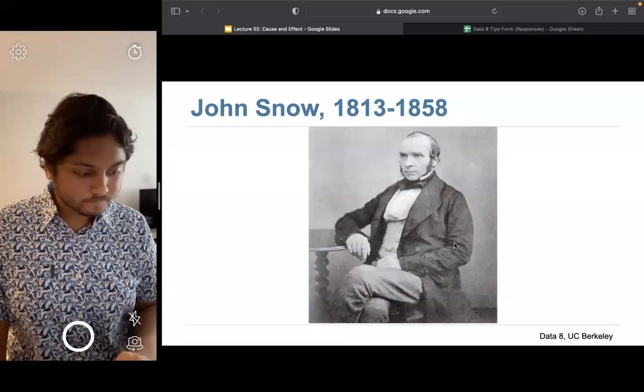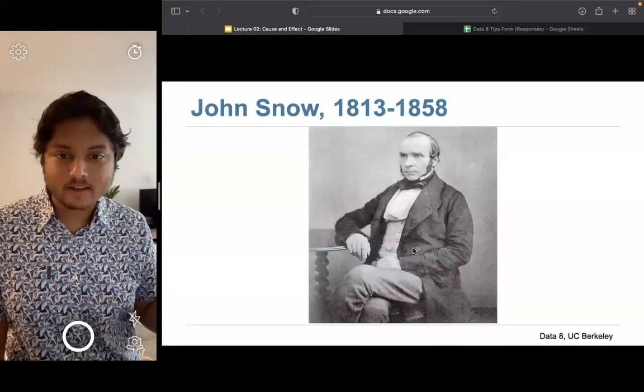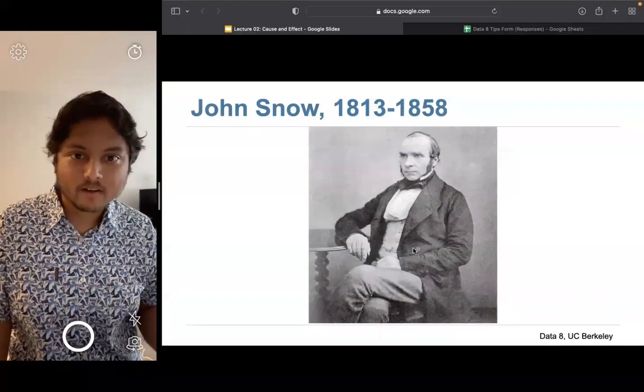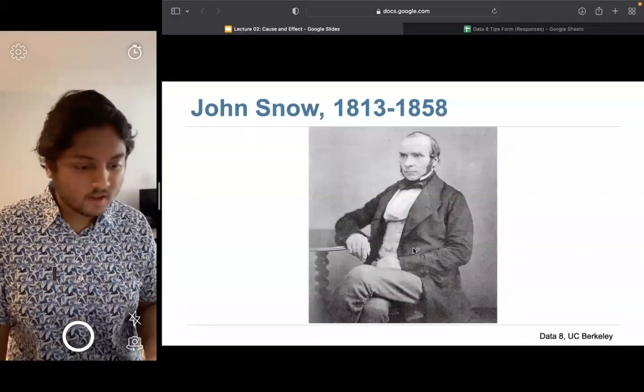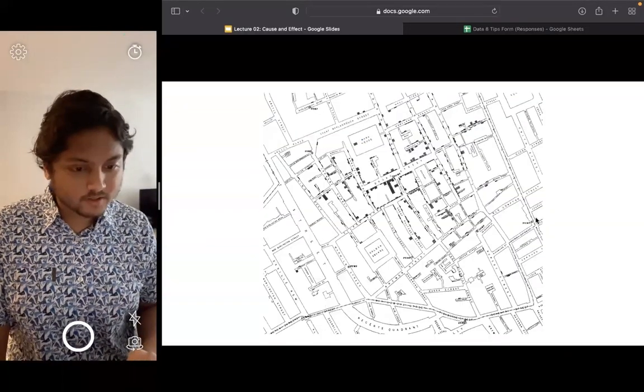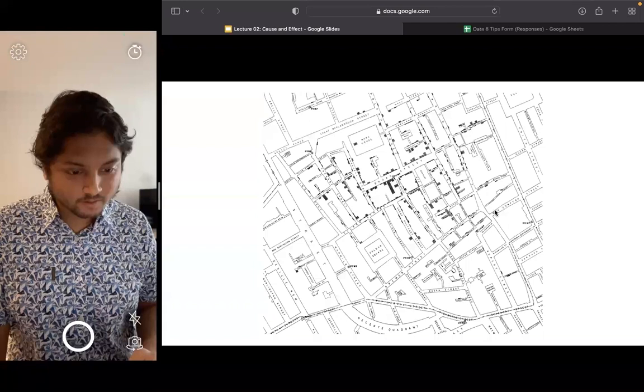And so he did what all great data scientists do, which is he collected some data and then made some visualizations. We're going to take a look at one of his visualizations. It's really cool, actually, really creative.